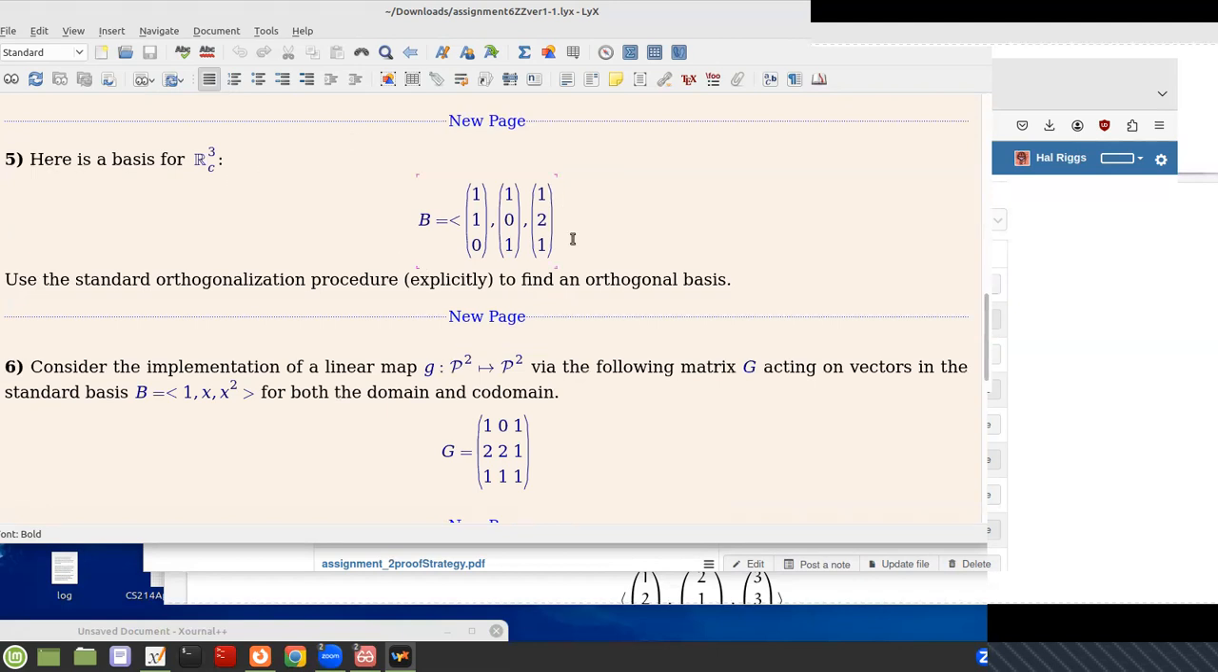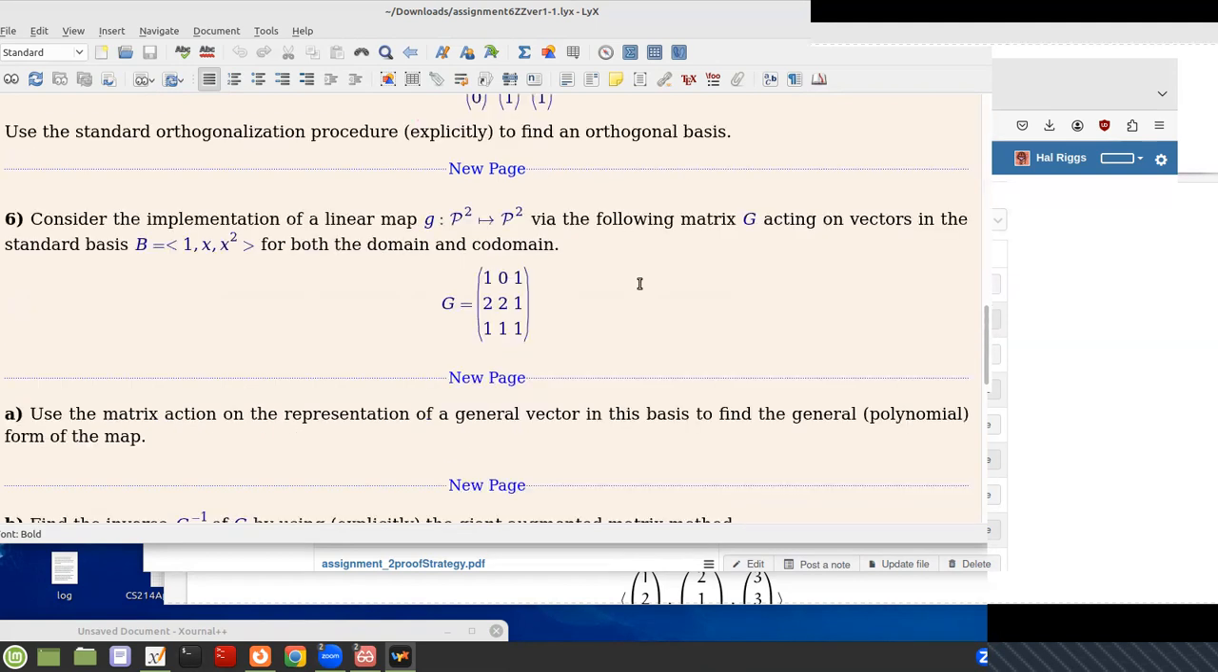Here's the basis for R3. Use the standard procedure to find the orthogonal basis. This is what we've just done, right? It's just one more case, and being careful about it and presenting your results in reasonable fashion and using complete sentences.